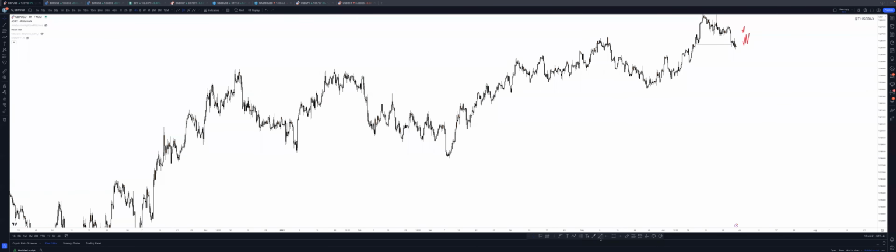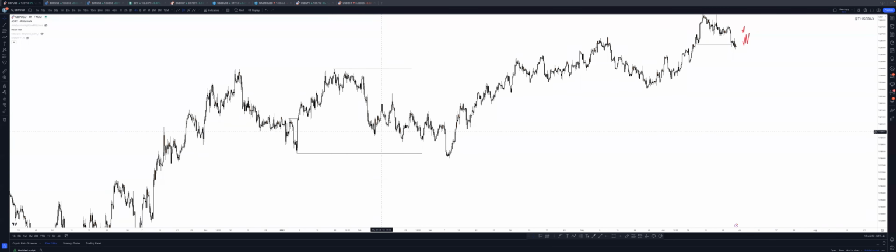Now, what do we have here? We have this break, right? Then we can consider this our C. So that means this is our A, and this is our C. So what are we expecting? You can see there is no B here. There is no B from here to here.